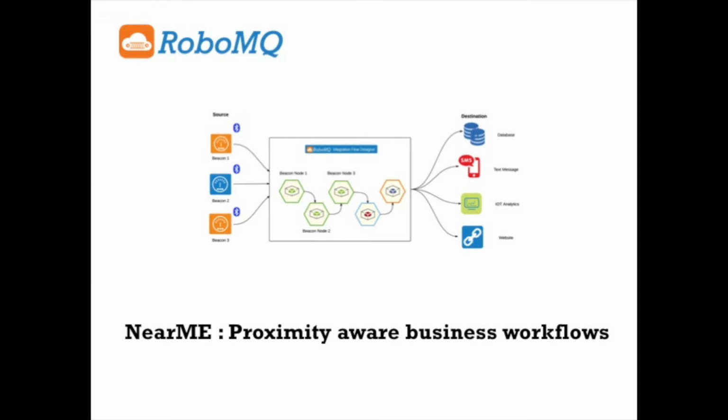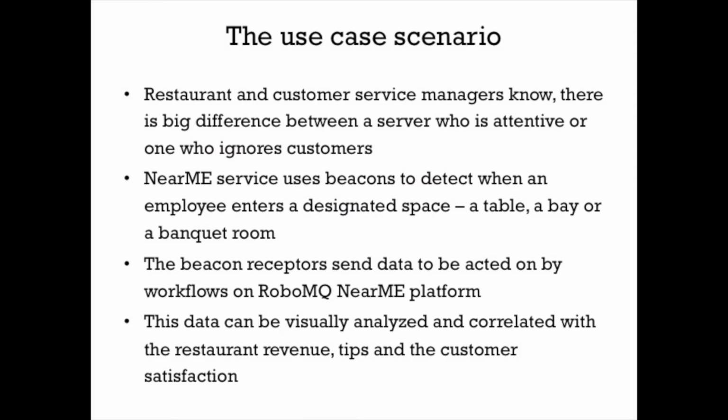NearMe is a proximity-aware service provided by RoboMQ that has many use cases in the hospitality, restaurant, and entertainment industry, as well as any other industry where a proximity awareness solution is needed. In this use case, we will have a restaurant where the proximity solution is needed for individual waiters and waitresses to know if they have been spending quality time at a table or bay.